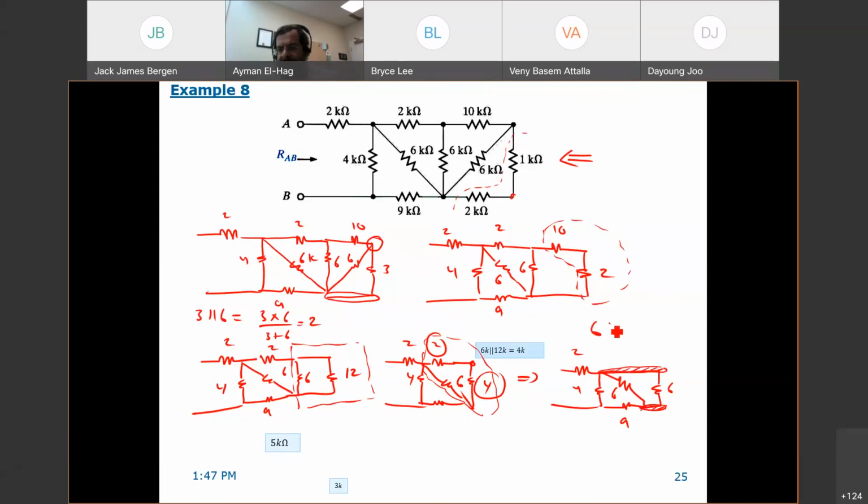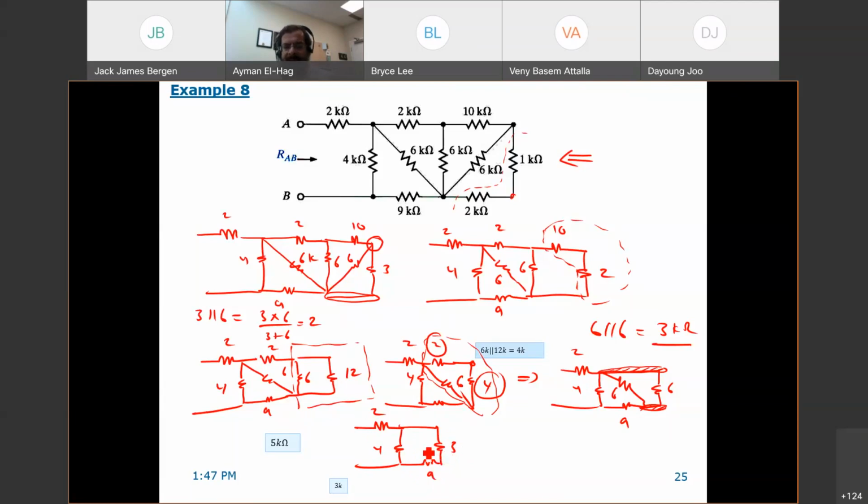So the 6 in parallel with the 6 is equal to 3 kilo ohm because they are equal to each other. And when they are in parallel, they are half. Or you just say 6 times 6, 36, divided by 6 plus 6 is 12. 36 divided by 12 is equal to 3 kilo ohm. So now we will have this: 2, 4, 9, and this is a 3. Now, the rest, as I did, these two are in series.